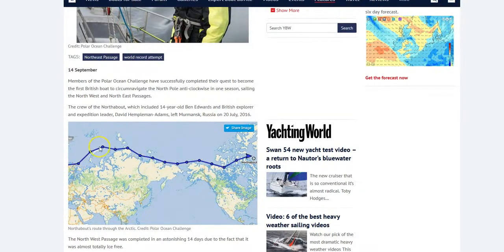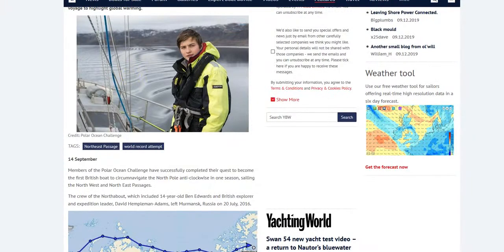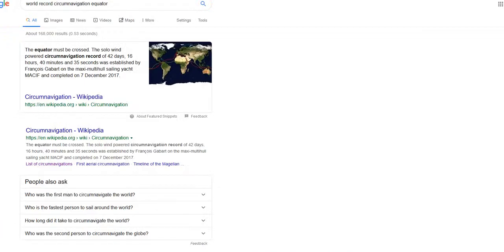This is the route that he took. You can see that just like in the Antarctic race, sometimes he's going a little bit south of the Arctic Circle, right? 14 days is how long it took a 14-year-old boy to sail the Arctic Circle. The world record circumnavigation of the equator is 42 days. So again, without ice, without any obstruction in my way, and that beat the last world record by 6 whole days. So before that, it was like 49 days. Right? Now it's 42 days.